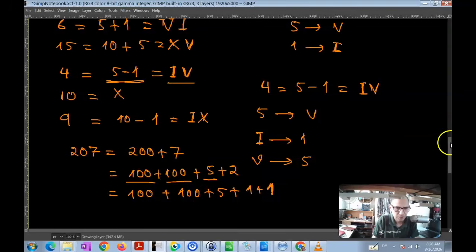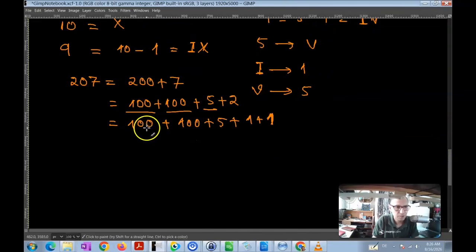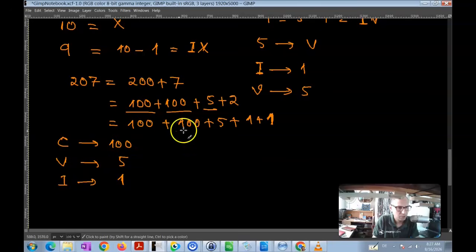Now, to write down this number, I need two 200s. And 100 is a C. The value of a C is 100, the value of a V is 5, and the value of an I is 1, right? So I need two of these hundreds, so I will have a C, a C, and then a V, and then an I, and then another I.